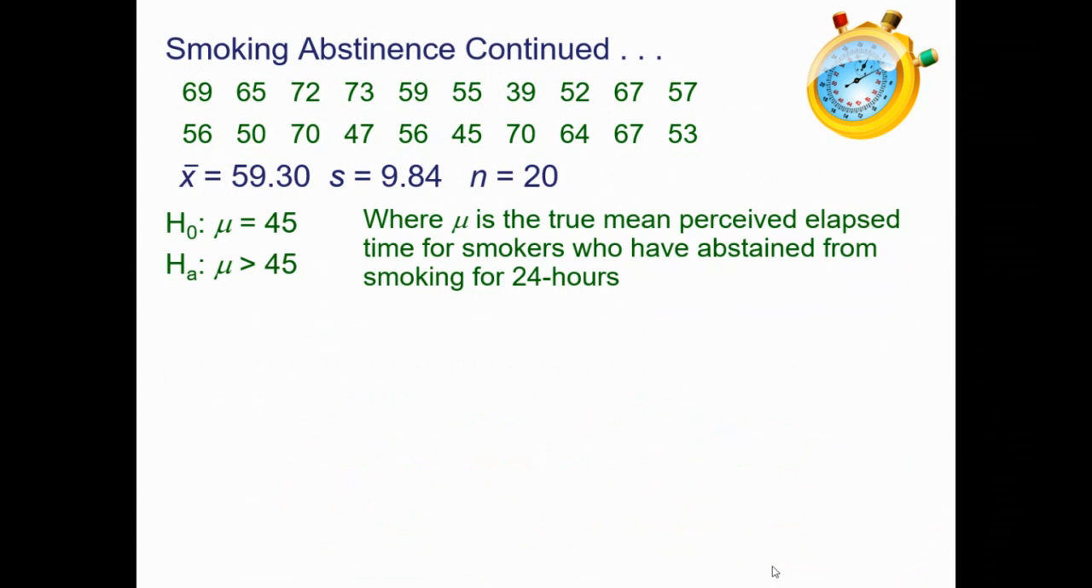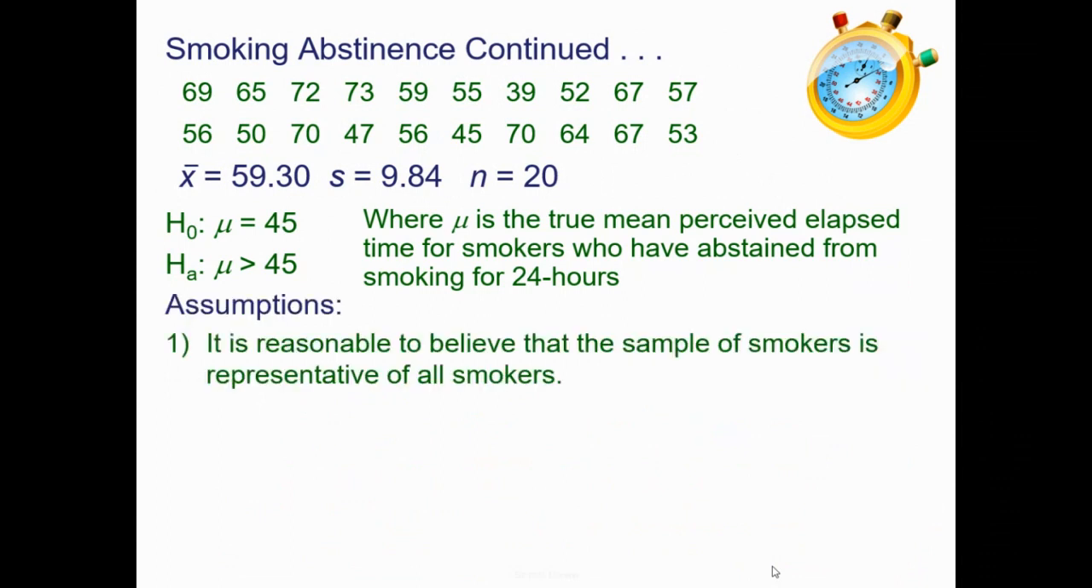I'll give us a hint. The problem doesn't say it's a random sample, but why would I have our first example not be a random sample? So we're going to assume this is random. So it's reasonable to believe that the sample of smokers is representative of all smokers.